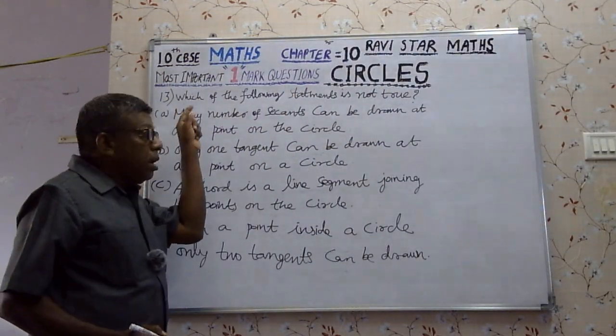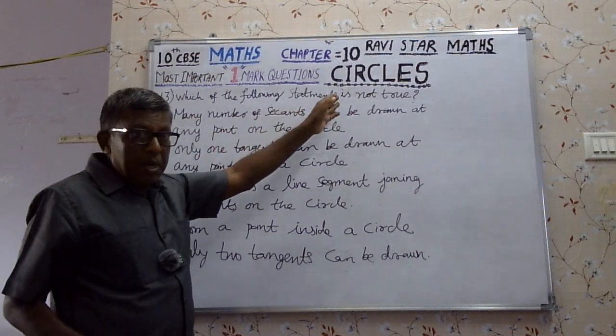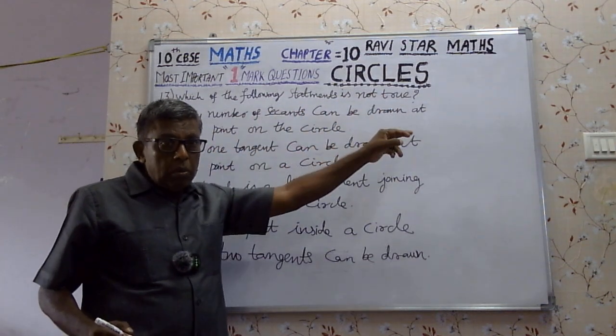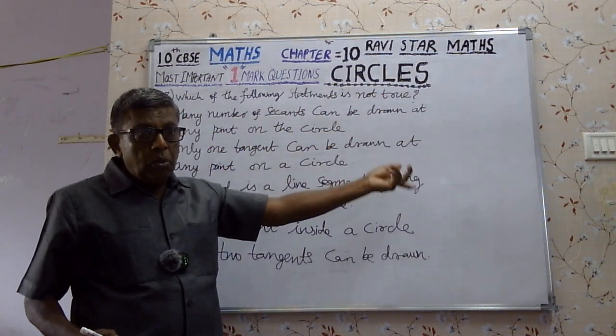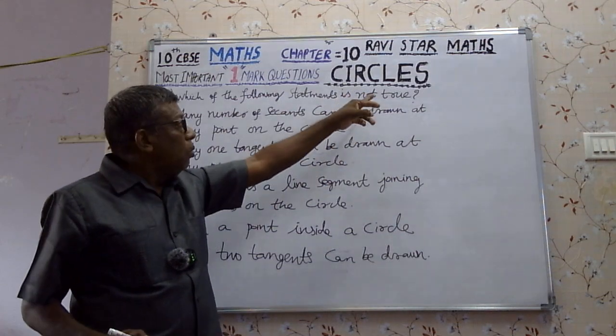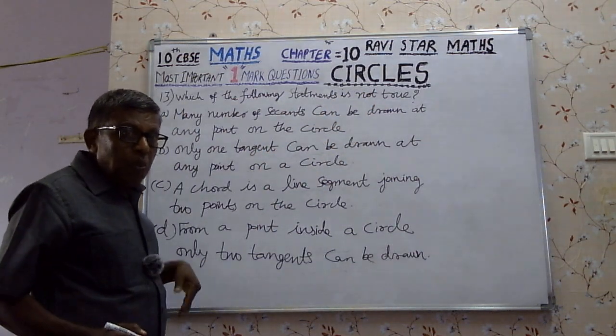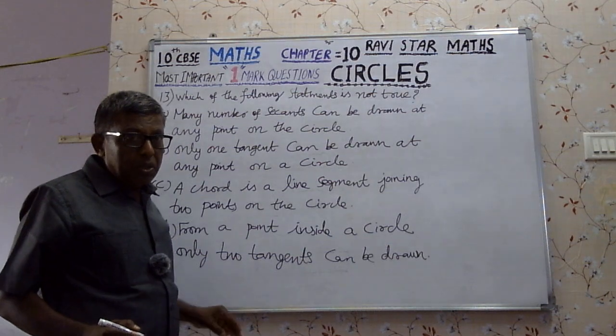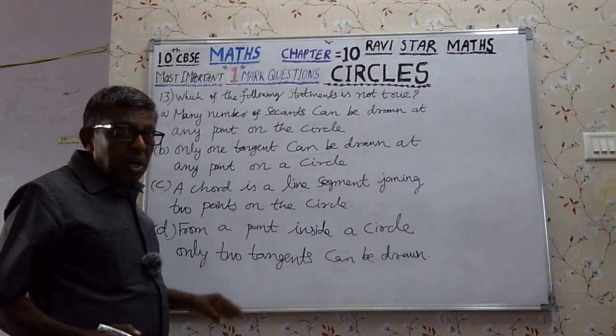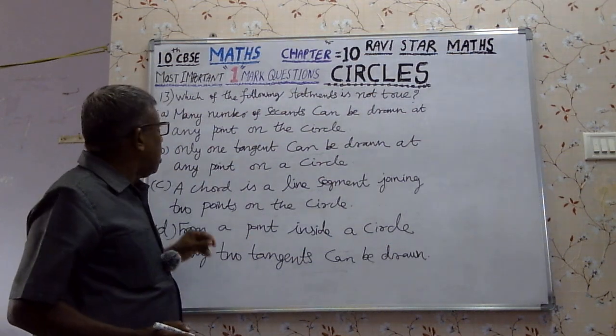Question number 13. Which of the following statements is not true? Not true means false. False is not true. We wanted to find out which of the 4 options given is false. The one which is false, that is, which is not true, is the answer for the problem.